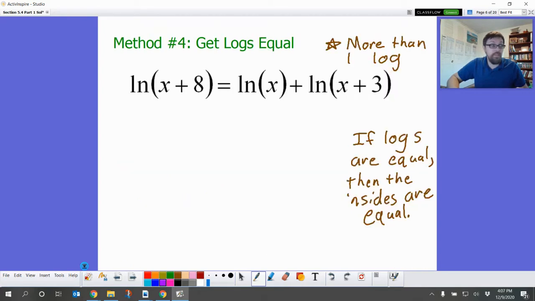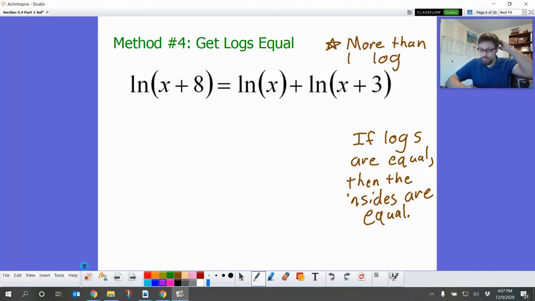Our final method that we've got to take a look at is getting the logs equal. So this is when you see more than one logarithm. In fact, I actually have 3 logarithms. So if I've got more than one logarithm, my goal is to get the logs equal to each other. It's the same thing with our exponentials. If we can get the logs the same, then their insides will be the same.